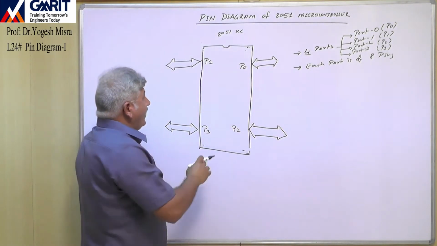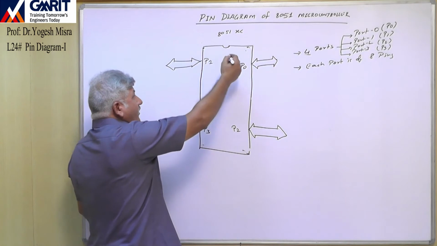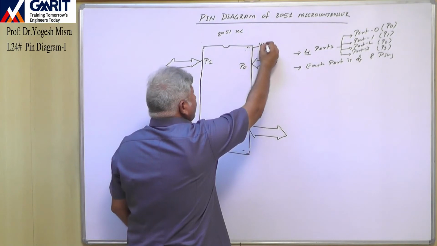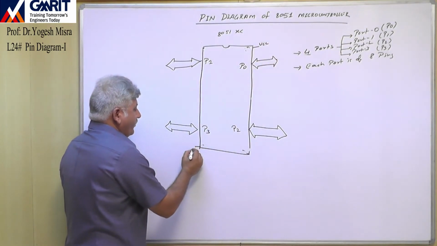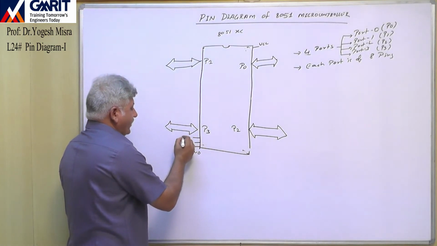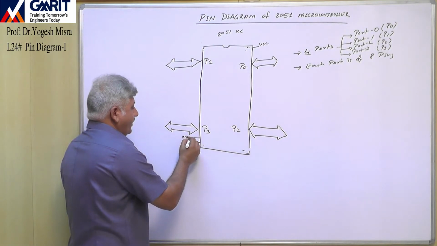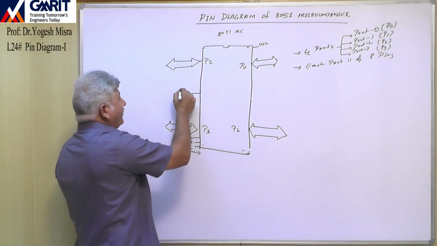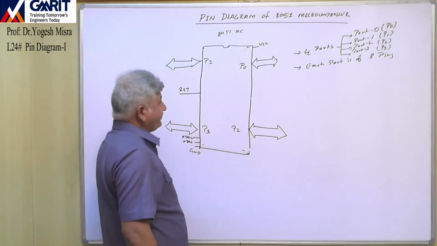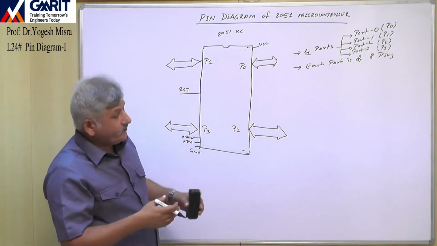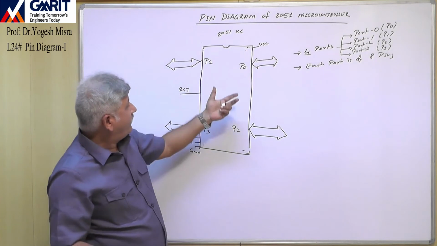Now, apart from these ports, we know that there is a pin for VCC, there is a pin for ground, there are 2 pins for the connection of crystal, XTAL2 and XTAL1, and there is 1 pin for reset, right? Now apart from these, how many pins have we already shown in total?